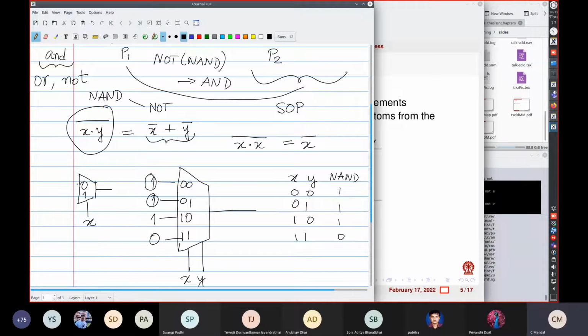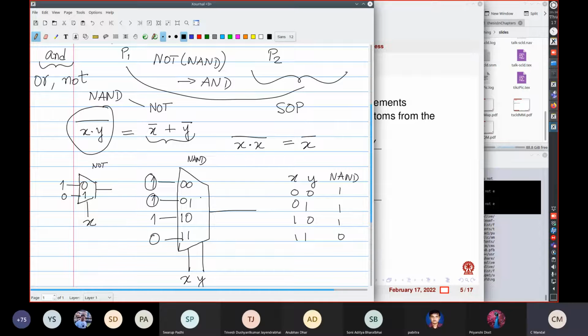Alright, so when x is 0 you give 1, when x is 1 you give 0. So this is NAND. This is NOT. So this way, of course, you are really just realizing the truth table.